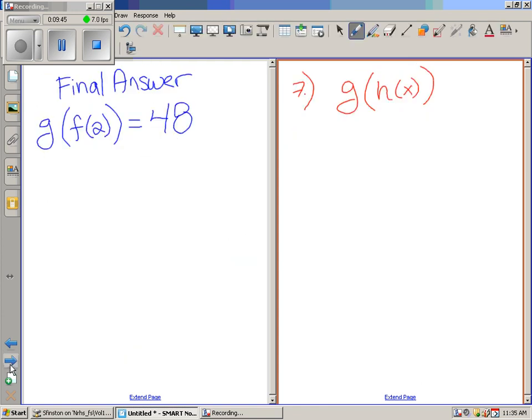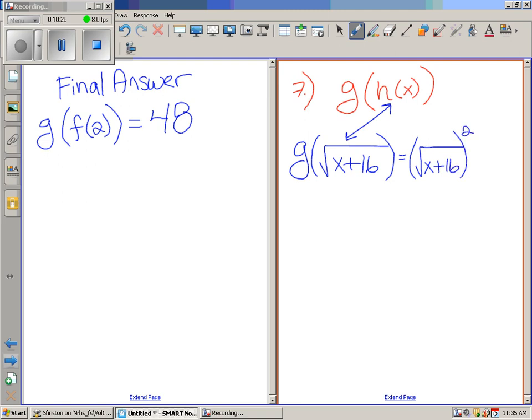We did a lot of work today. I'm very impressed with you guys. So this is the same thing as saying this. How much was g of x worth? x squared minus 16. So everywhere you see an x, you sub this quantity in. So now we've got the square root of x plus 16, squared, minus 16.